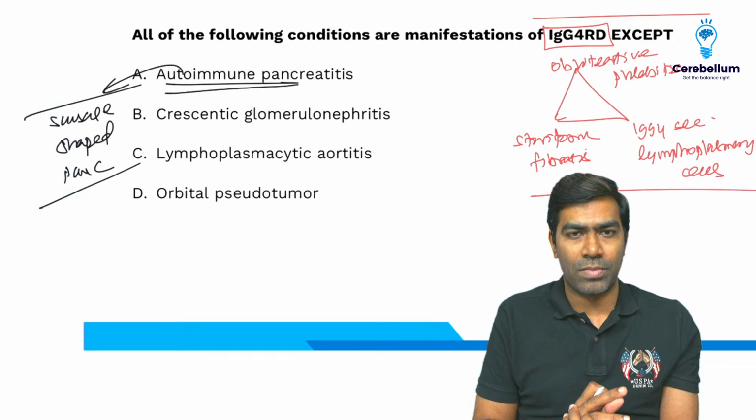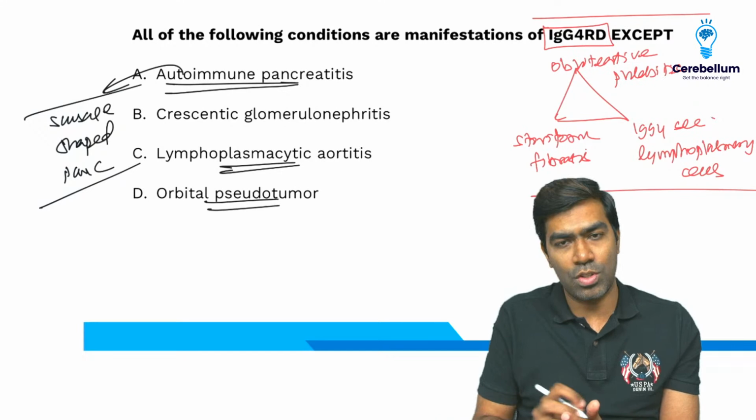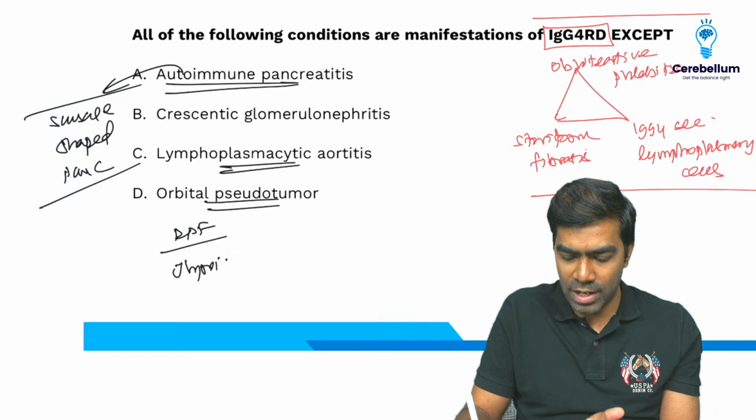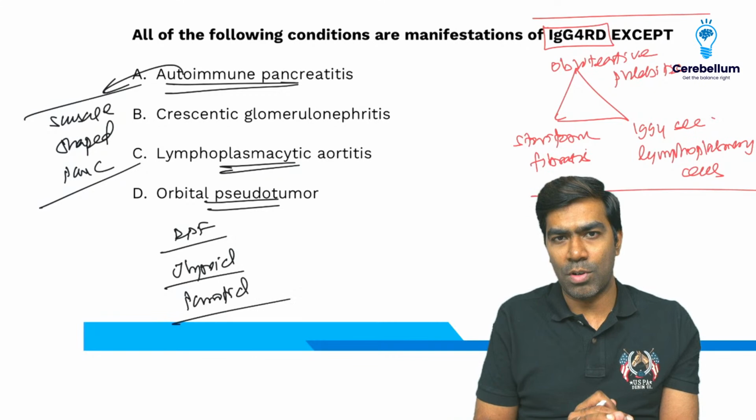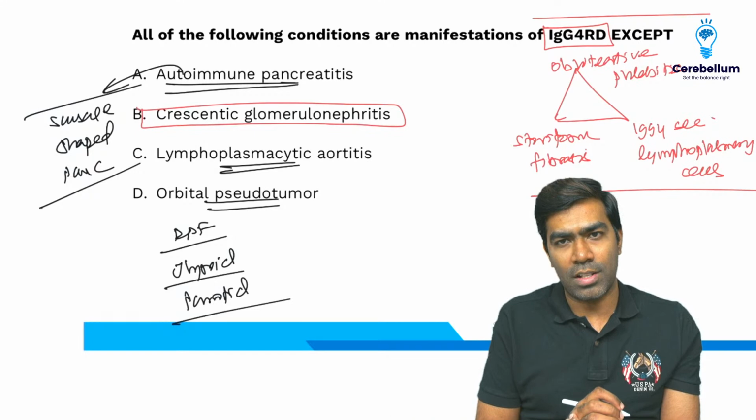Lymphoplasmacytic iotitis, definitely yes. They can produce iotitis also. They can produce orbital pseudotumor. They can produce retroperitoneal fibrosis. They can produce thyroid gland problem like Riedel's thyroiditis. They can produce parotid gland involvement and they can produce Mikulicz syndrome. Okay, salivary gland. They can produce plenty of things, but they don't produce crescentic glomerulonephritis. It's not associated with crescentic glomerulonephritis.